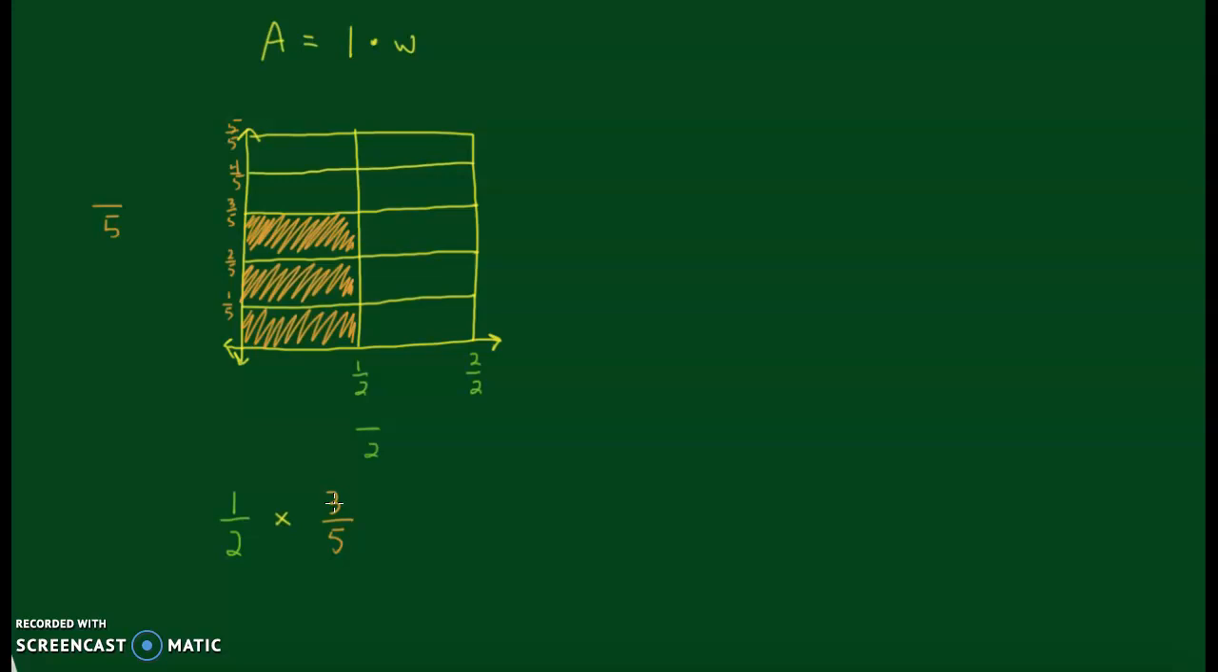And then at the very end, they're going to ask you for the number sentence. So the length was 1/2. Since this is area, it's going to be multiplication times the width, which was 3/5. And then they're going to ask you for the answer. In this case, the answer is going to be the number of shaded portions, which is 3, out of the total number of sections. So 1, 2, 3, 4, 5, 6, 7, 8, 9, 10. So 1/2 of 3/5 is equal to 3/10.